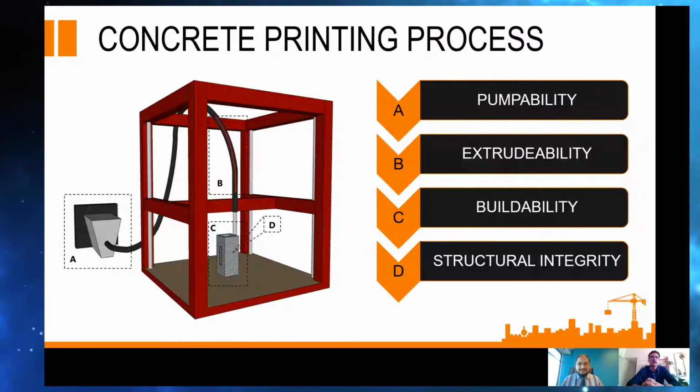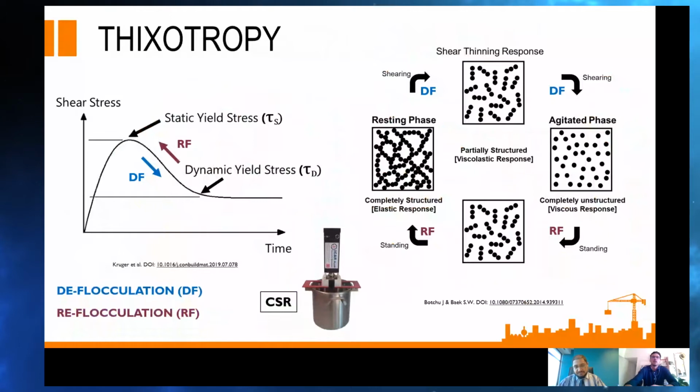Third, buildability. Can you actually fabricate the object that you intend to create? Is it physically possible? Are you transgressing the boundaries of your material's capabilities? And then finally, what is the influence of your fresh state parameters on the structural integrity of the component that you fabricated?